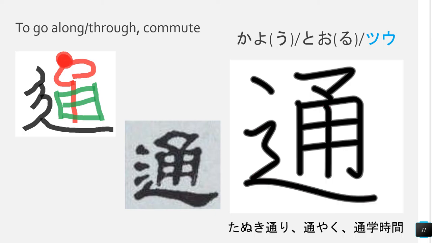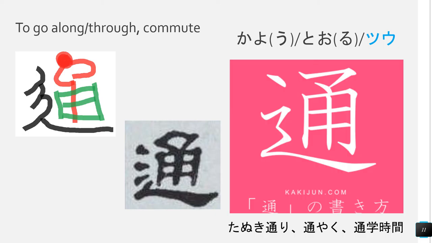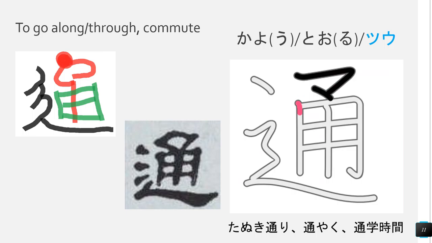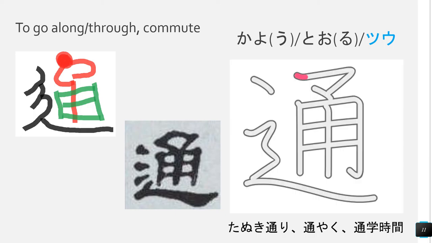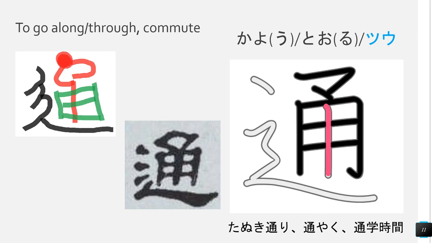The last one is Tsugaku Jikan. Okay, it's a very big word, which means the time it takes for you to commute to school. Okay? So, 通学時間は30分です. You're saying that it takes me 30 minutes to go to school. Okay? Alright, let's move on.